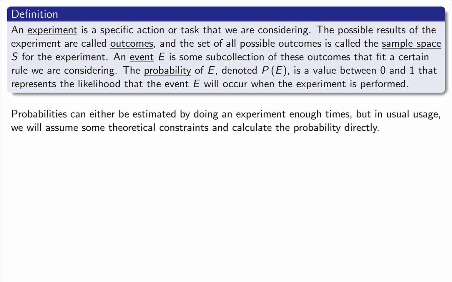And now the probability of an event, for which we have this notation, P(E), is some value between 0 and 1, 0 being impossible, 1 being will happen. You can think of these as percentages as well. This is a number that represents the likelihood of how often that particular event will occur when the experiment is performed. There are 2 different ways to do probabilities. You can either do an experiment enough times, and a lot of times is honestly necessary, but a lot of times what we'll do is assume some theoretical constraints and calculate the probability manually. This particular method is usually the best way to come up with a probability.